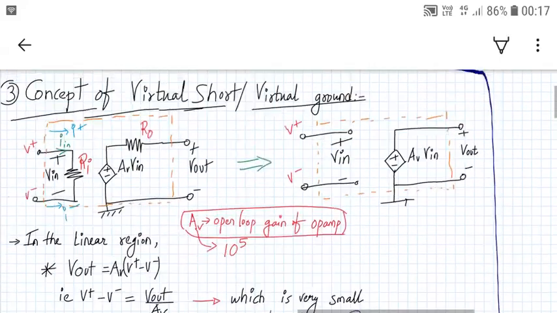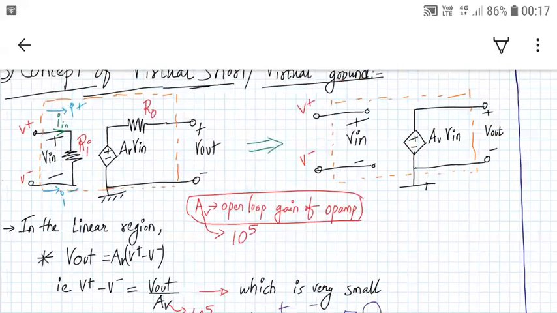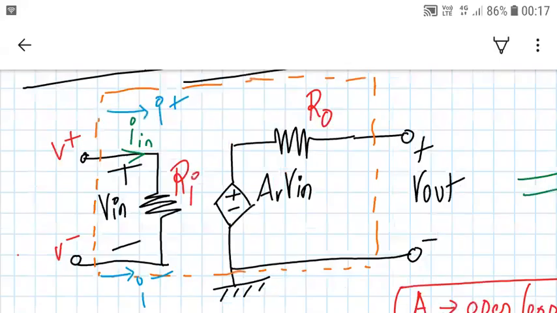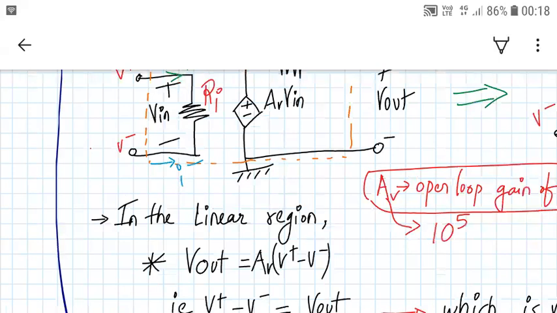So if we can assume that Ri is very, very high or infinite, can we say that the input current which is flowing into the terminals of the op-amp, by the way, this orange color box which I have drawn is the internal of the op-amp. So this is my internal representation. That means current flowing into the op-amp is very, very less, because Ri is almost tending towards infinity. So we can mark I plus and I minus as almost equal to 0.